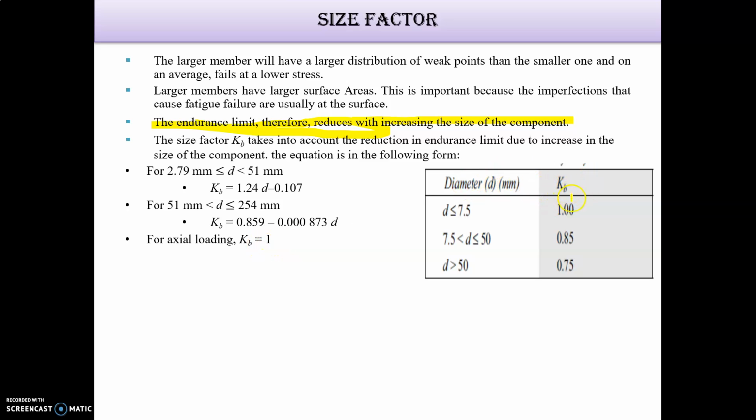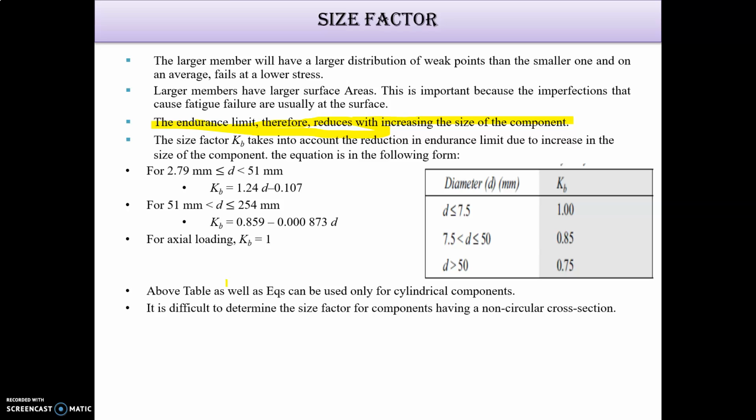Here the Kb value is also given directly: if d is less than or equal to 7.5, then Kb is 1. If d is greater than 7.5 and less than or equal to 50, then 0.85, and if d is greater than 50, then 0.75. So as the value of d is increasing, the value of Kb is decreasing.